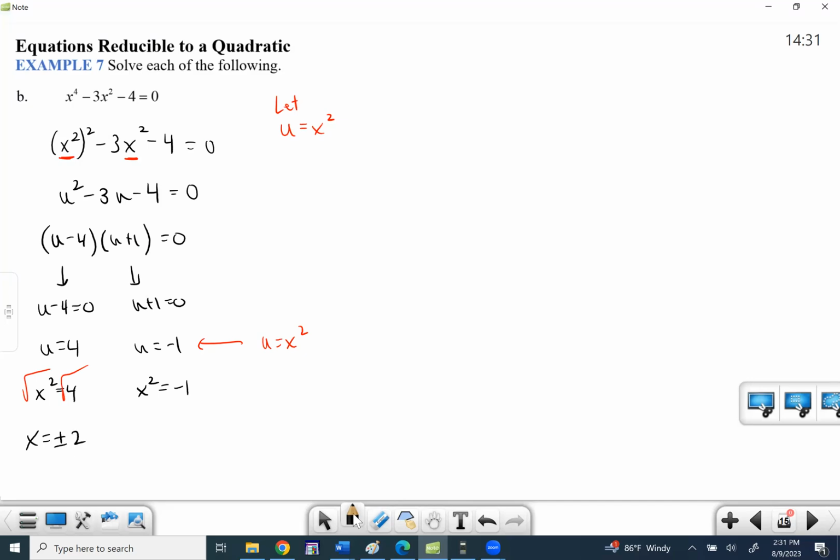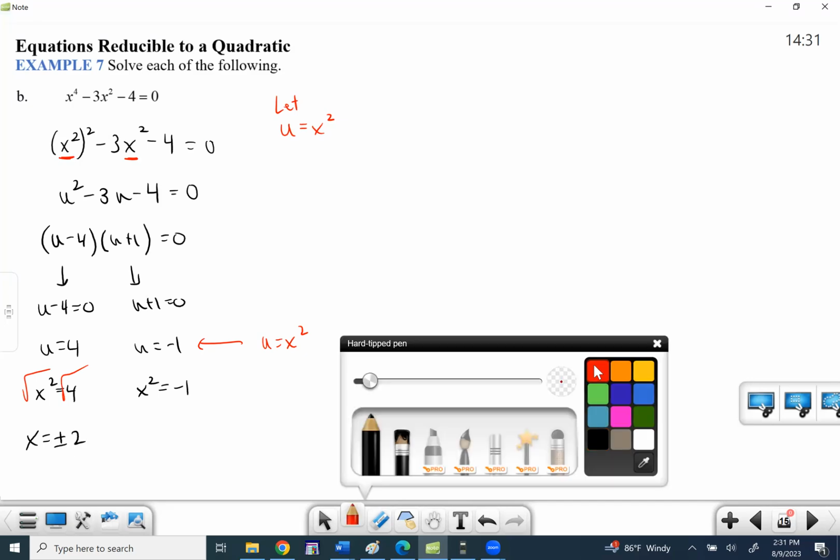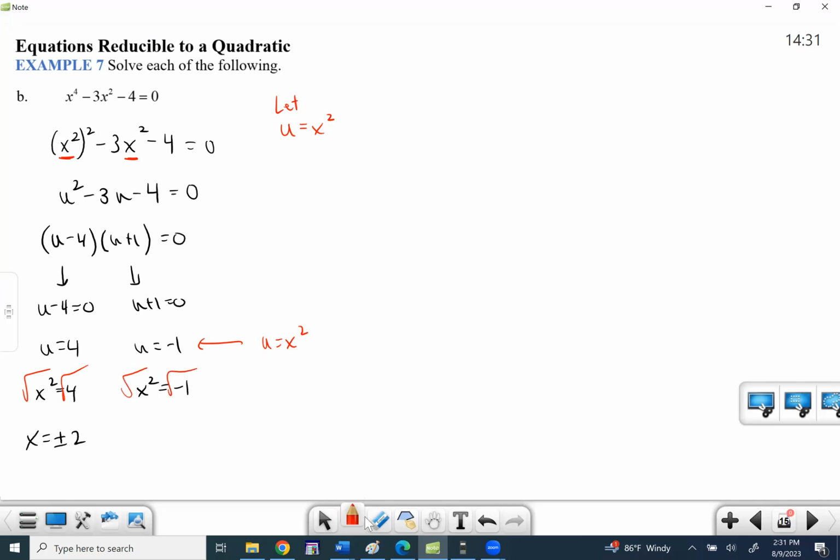-2 times -2 is 4. +2 times +2 is 4. And don't forget your plus or minus. Now that is the definition of i. i is the square root of -1. But if you forgot, you can still pull out the i. And the square root of 1 is 1. So that's how you'll get your plus or minus i, just in case you forgot. So there's 4 answers, which makes sense because it is a degree 4 polynomial.